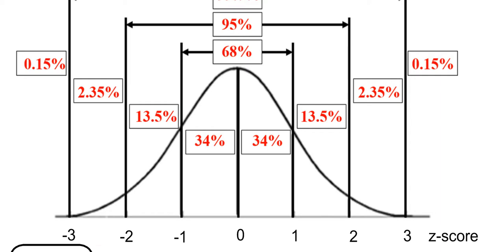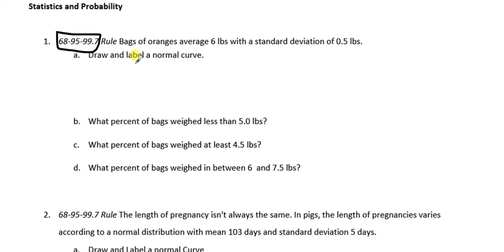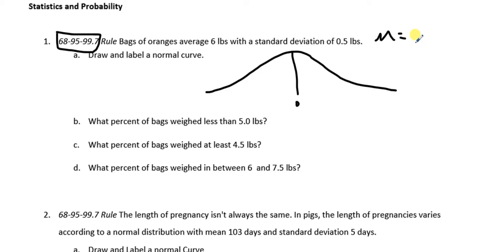So, practice test or review, some of these I did in class, but just so you know, the first question is using that 68, 95, 99.7. Here's how you draw a curve, and 0 is in the middle. For every single problem, they'll give you the mean, sometimes they say average. The mean is 6 pounds, I'll put 6.0. And the standard deviation, sometimes they make a symbol like this, sigma, is 0.5.